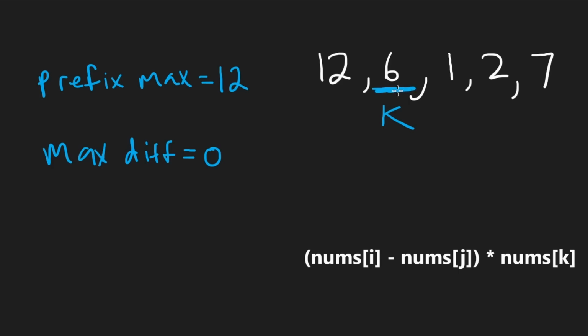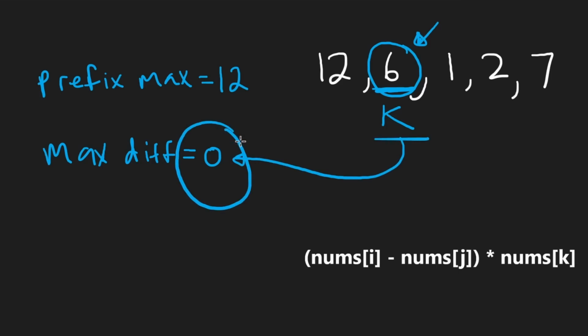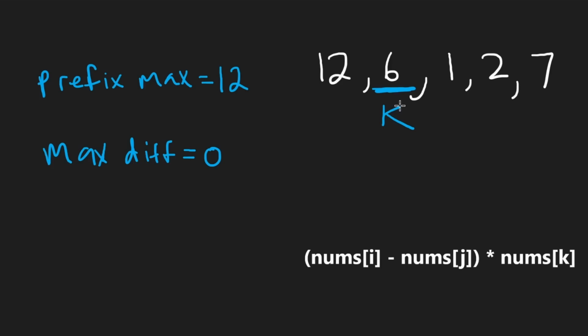Now we're at 6. So the first thing we're going to do is take our current value, our k value, and multiply it by our current max diff, which initially is 0. We intentionally chose that because when we're at the first element, we don't even have a triplet yet. So the formula is going to end up being 0 multiplied by whatever's over here, which is 0 anyway. So that's fine.